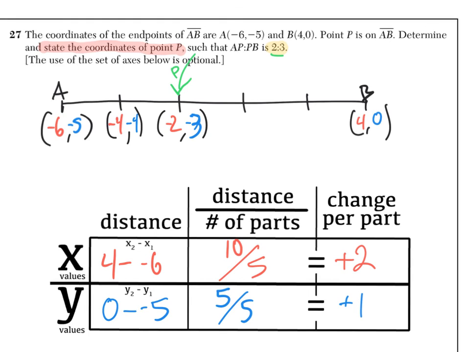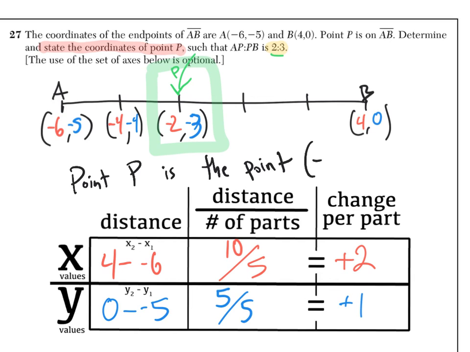Now to earn full credit, you're going to need to write a statement that says simply, point P is the point -2, -3, and you will earn yourself full credit.